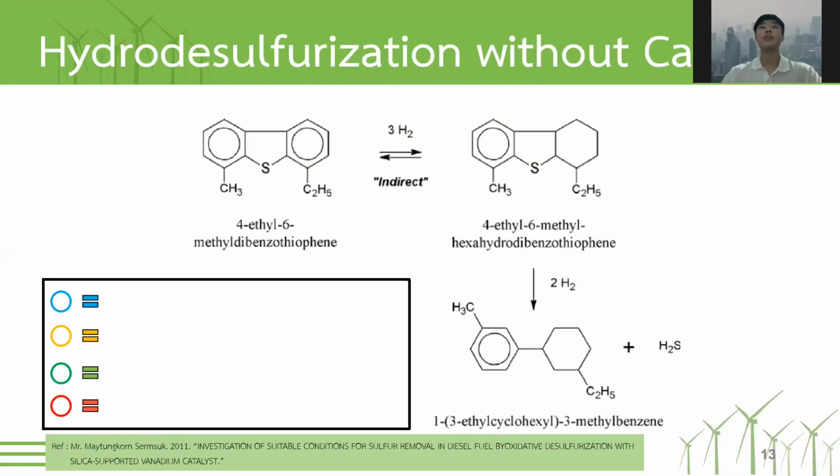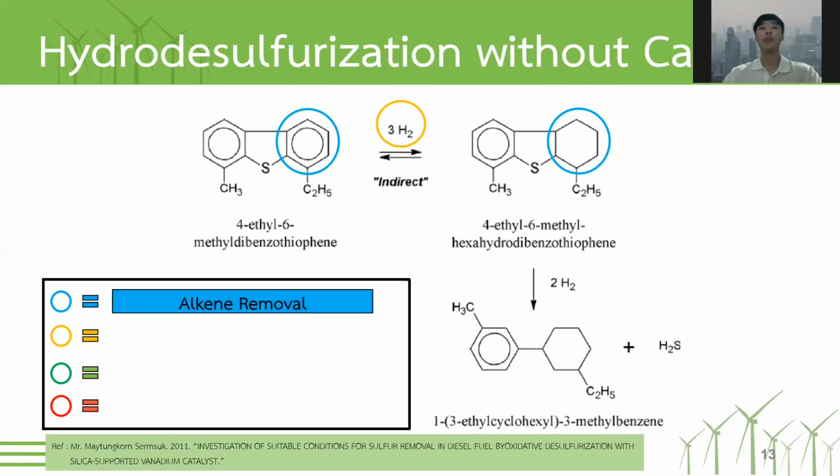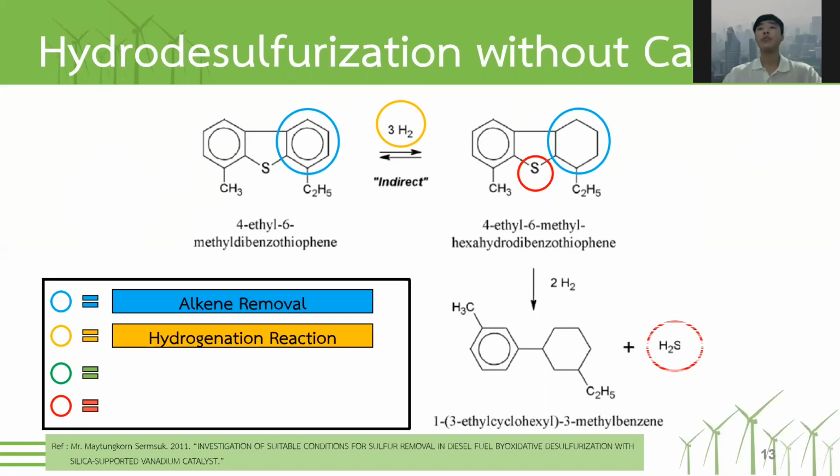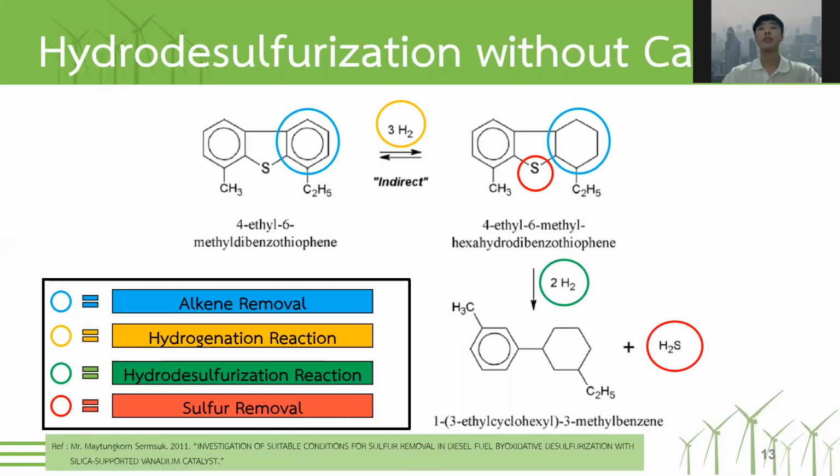The hydrodesulfurization without catalyst. You can see in this picture that there are two reactions. The first uses hydrogen to remove the alkene. You can call this process the hydrogenation reaction. And next uses hydrogen to remove the sulfur. You can call this process desulfurization.